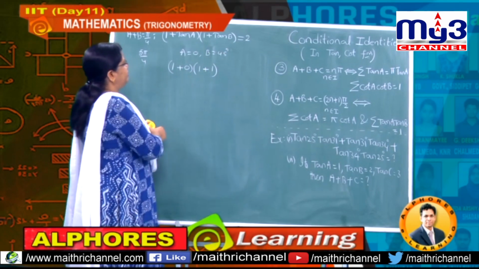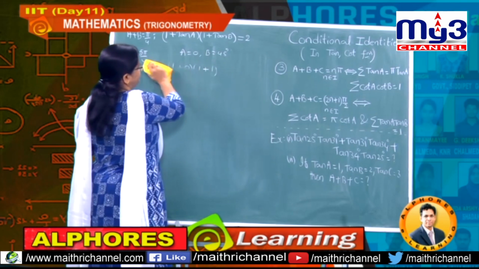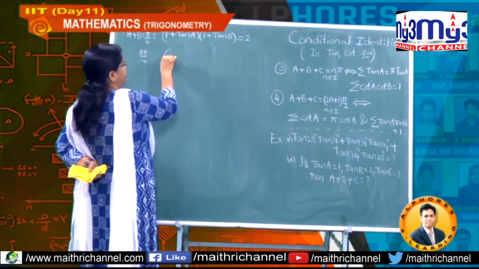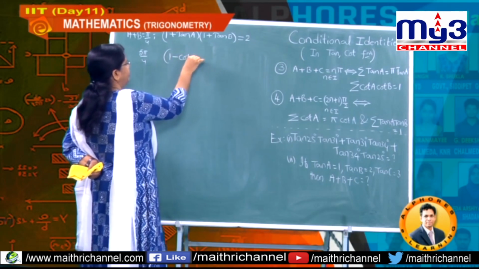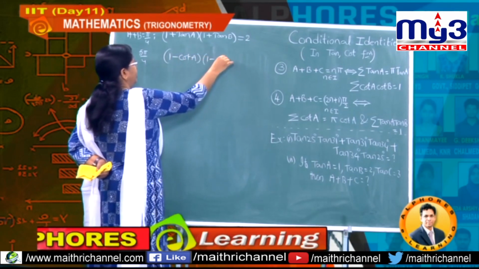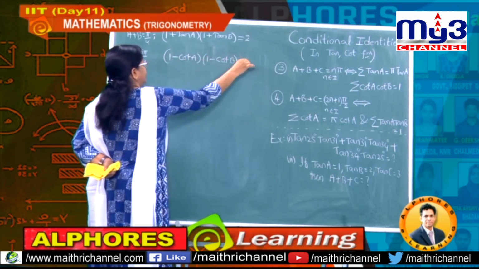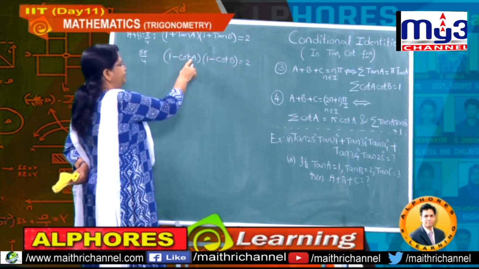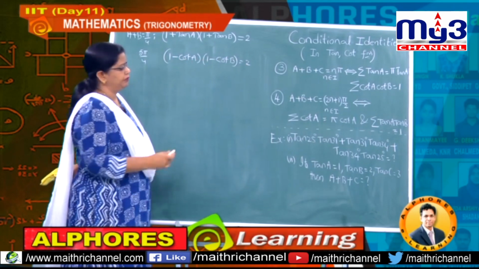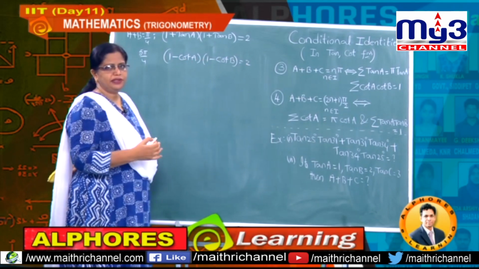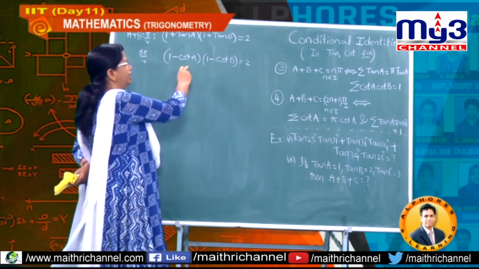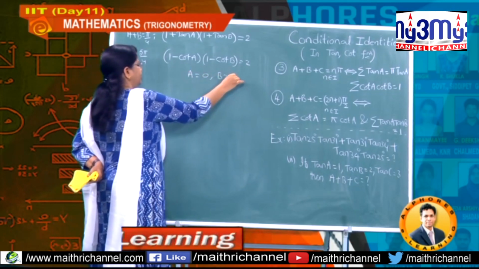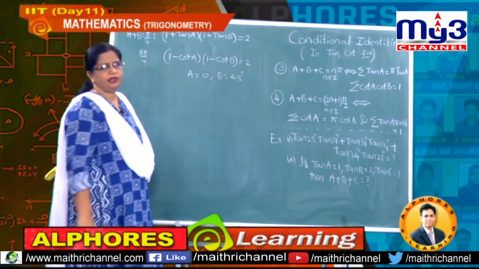And the next one we observed: 1 minus cot A into 1 minus cot B equal to 2 under the same condition. Okay students, here we also got 2, but if you take A as 0, then what is cot 0? Cot 0 is cos 0 by sin 0, undefined. So here you are not supposed to consider A as 0 and B as 45 degrees.